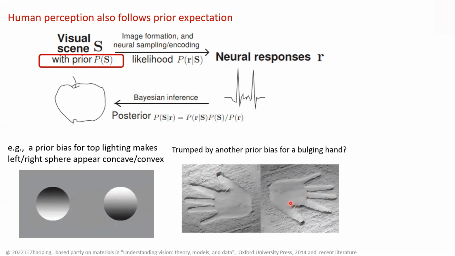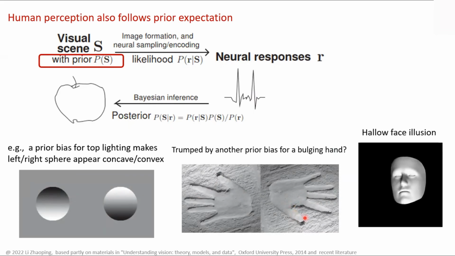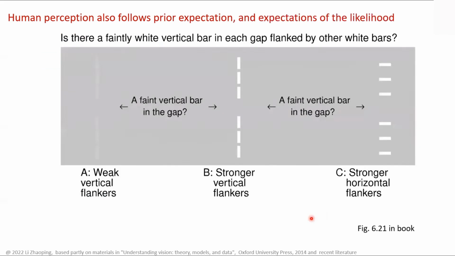So you can have one prior trump the first prior. That's possible, and sometimes the prior can be so strong that you just can't help it. So you somehow always see the face is bulging up because the face should be going this way. And here is another situation where you can also follow the prior expectation for the likelihood.